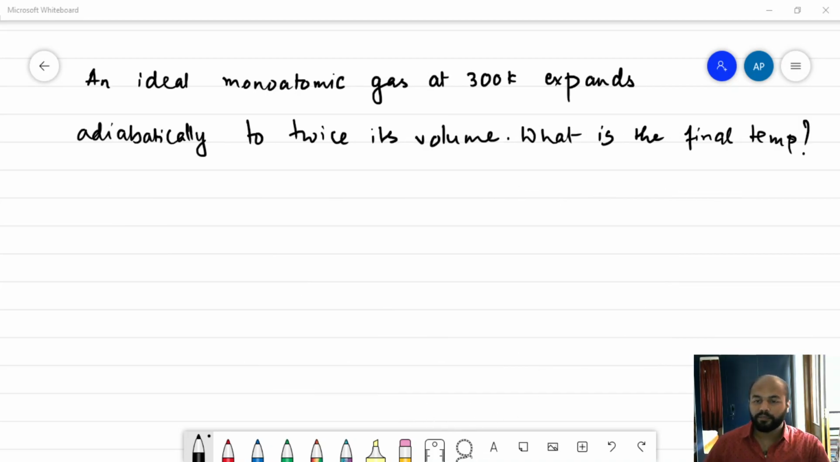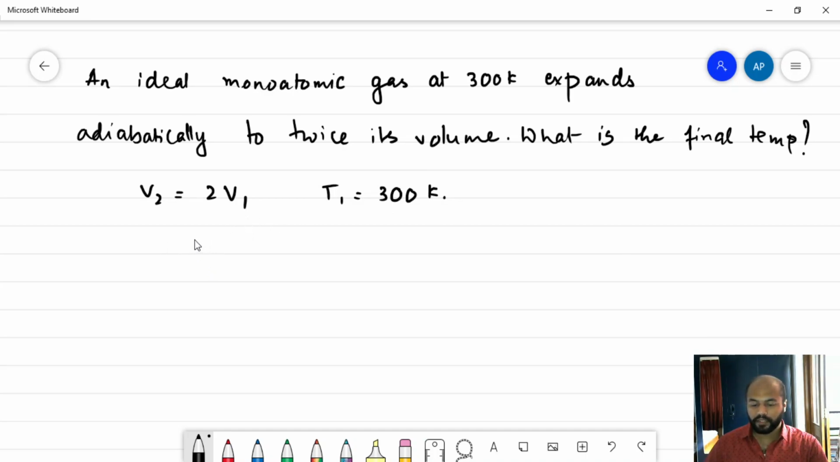Let's take up yet another problem. It's given that an ideal monoatomic gas at 300 Kelvin expands adiabatically to twice its volume. So V2 is 2 times V1. This is one piece of information, and temperature T1 is 300 Kelvin. That is another one. So what is the final temperature? That's what we have been asked.